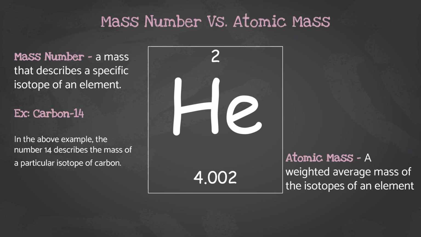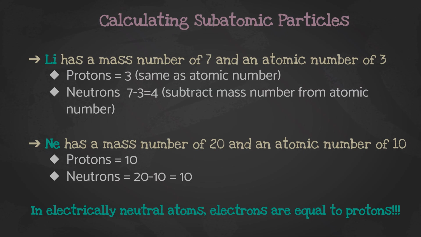Atomic mass is the weighted average mass of the isotopes of an element. Helium has 2 protons and 2 neutrons, and its atomic mass is typically about 4.02. That's where we take all of the isotopes that are found in nature, figure out how abundant they are, and do some math to get the average of all of those isotopes. Our atomic mass is typically around the most abundant isotope, but not always.